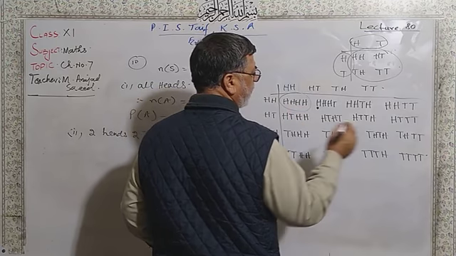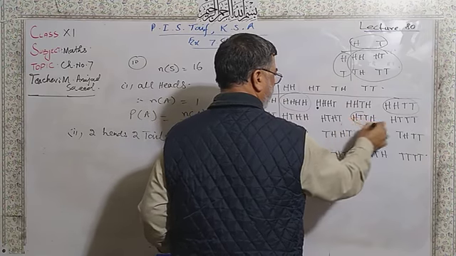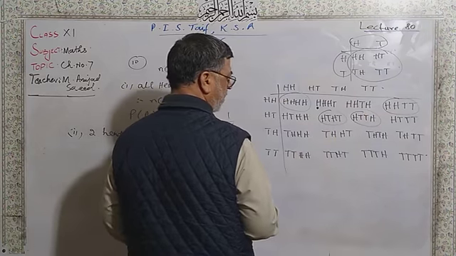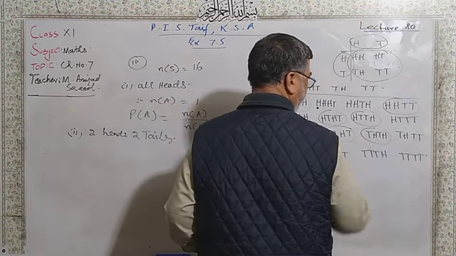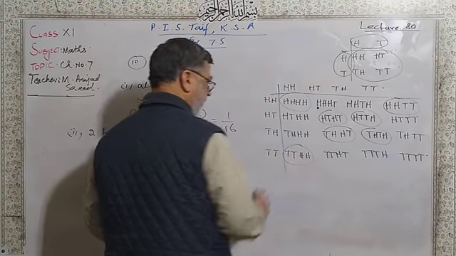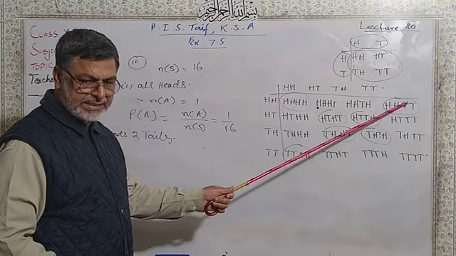2 head and 2 tail. This one, 2 head, 2 tail, 2 head, 2 tail, 2 head, 2 tails, 2 head, 2 tails, and 2 head, 2 tails. 1, 2, 3, 4, 5, and 6.